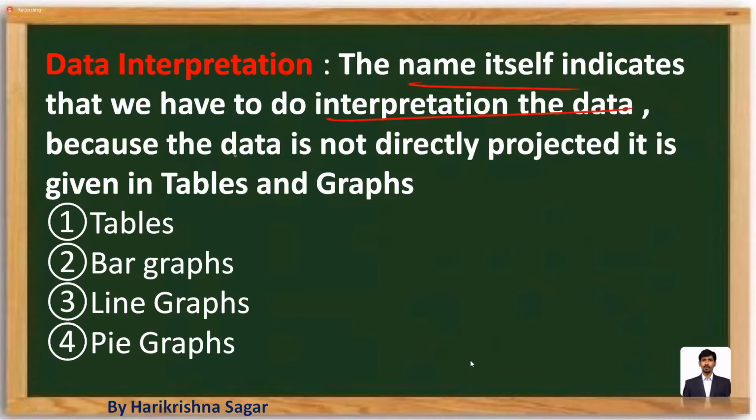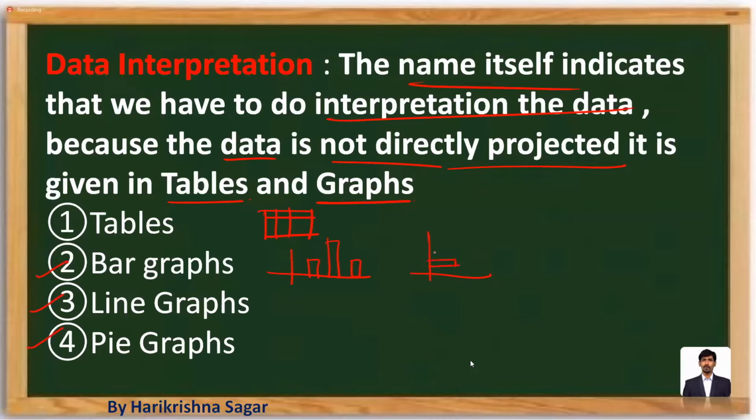Data interpretation, the name itself indicates, is nothing but interpretation of the data. Interpretation is required because data is not directly projected. It is given in the form of tables or graphs. Tables means a merge of rows and columns, so this is called tabular information. A bar graph is a graph consisting of bars, which may be vertical or horizontal. A line graph represents data in the form of lines. Similarly, you can see data projected in a pie graph, which is a representation of data in the form of a circle. For every particular data set, you are going to have 3 to 5 linked questions.